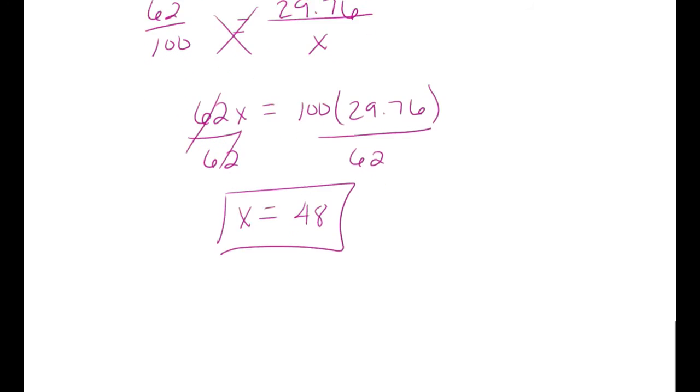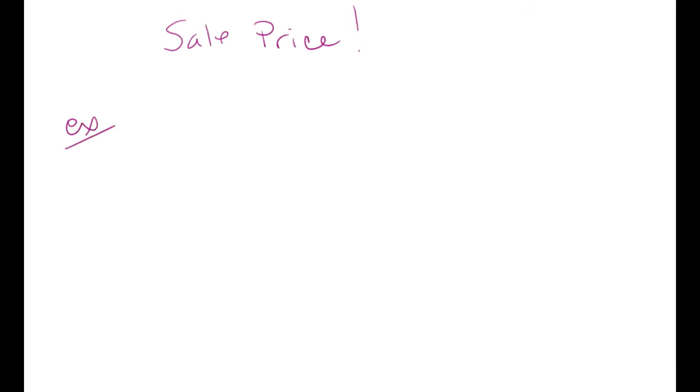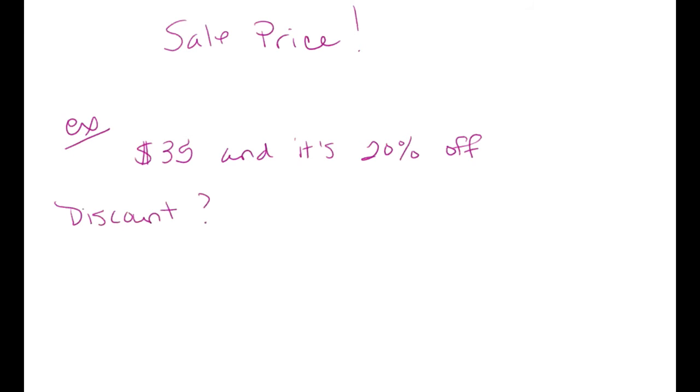Okay, there is a type of story problem in 6.7, which is kind of fun, and I gave you several of them to work on, and it's super practical. It has to deal with sale price. Yay! Okay, so let me give you an example. Let's say there is a $35 shirt, and it's 20% off. We want to find the discount and the sale price.